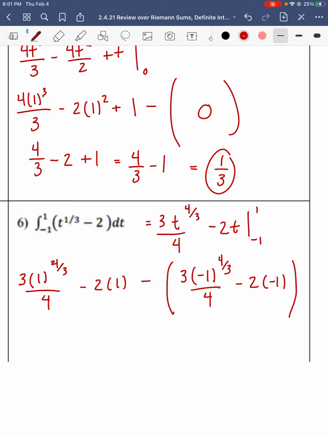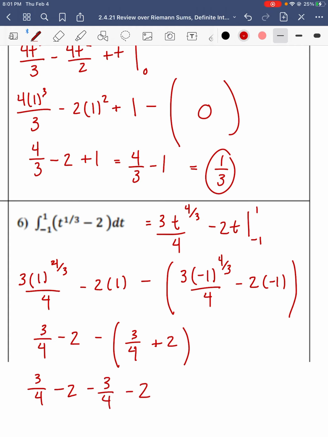And 1 to the 4/3 is just 1, so this is going to be 3/4 minus 2 minus all of negative 1 to the 4/3 is still a positive 1, so 3/4 plus 2, which would end up being 3/4 minus 2 minus 3/4 minus 2. So the 3/4 would cancel out, and we'd just be left with negative 4 as our answer.